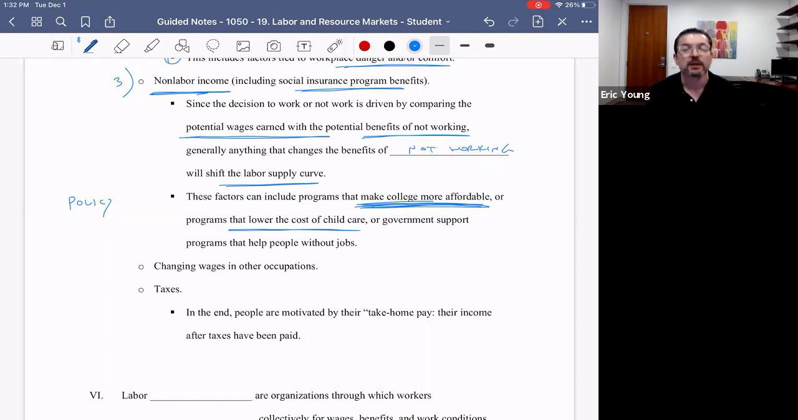How about programs that lower the cost of childcare? Same idea. Suppose that there were programs that gave parents some sort of non-labor income, some sort of income source to help them offset the cost of childcare. Well, that's going to change the labor-leisure trade-off in those parents' minds, and that's going to affect labor supply. You can also see it in government support programs that help people without jobs, like unemployment programs.